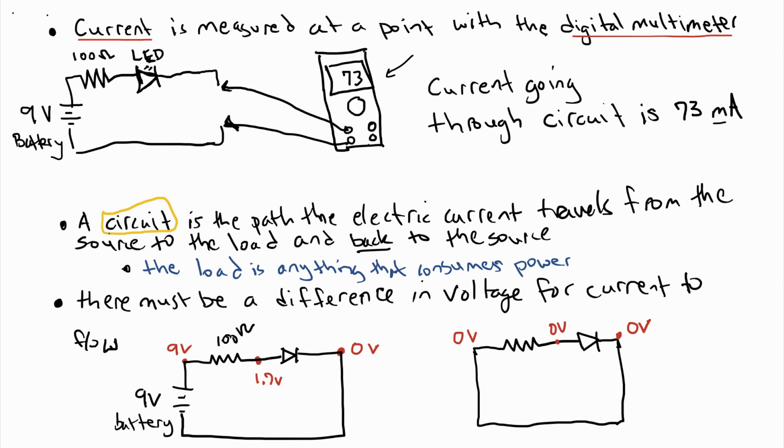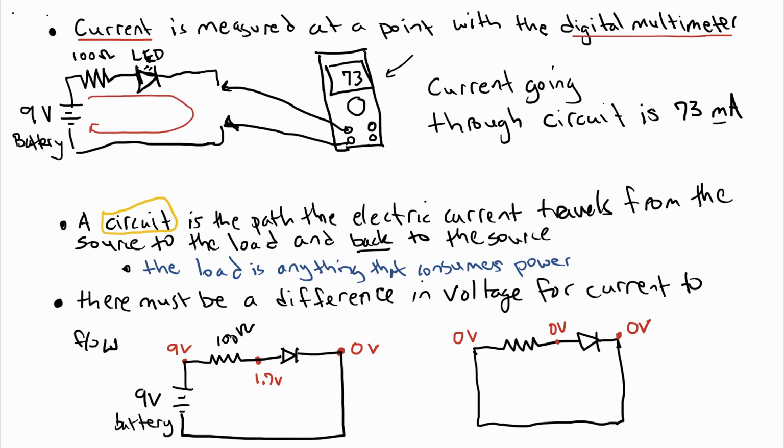And here again is another term that you need to be able to define: circuit. So a circuit is the path that electric current travels from the source, and the source would be the battery or the electricity coming from the utility company to your house. So a circuit is the path that the electric current travels from the source to the load and back to the source. So the electricity always wants to go back. So if I draw a little red line here, the electricity always wants to go back to the source.